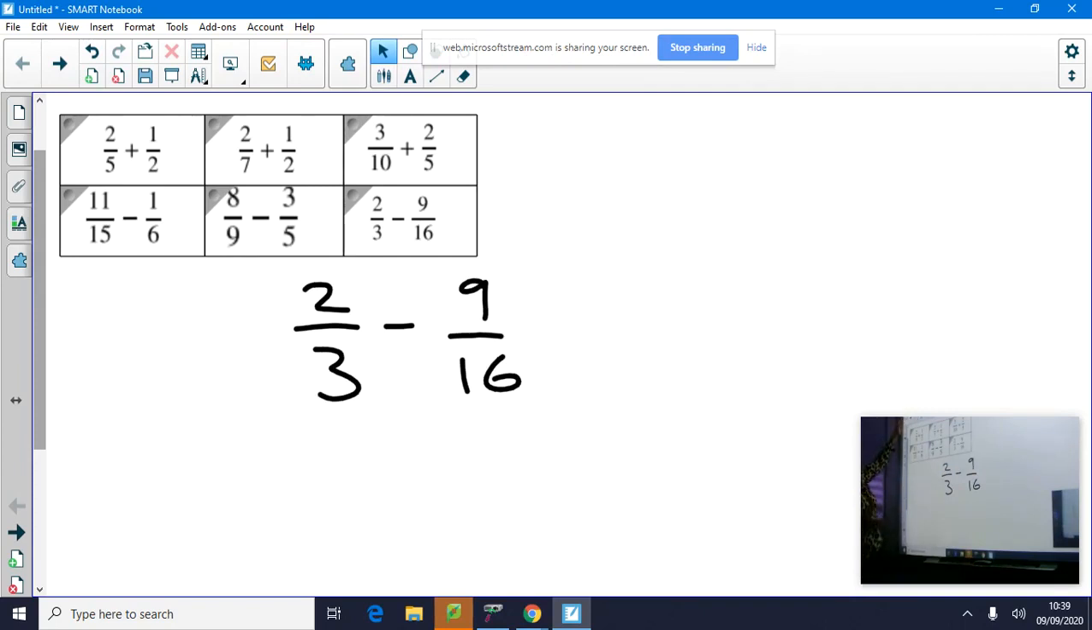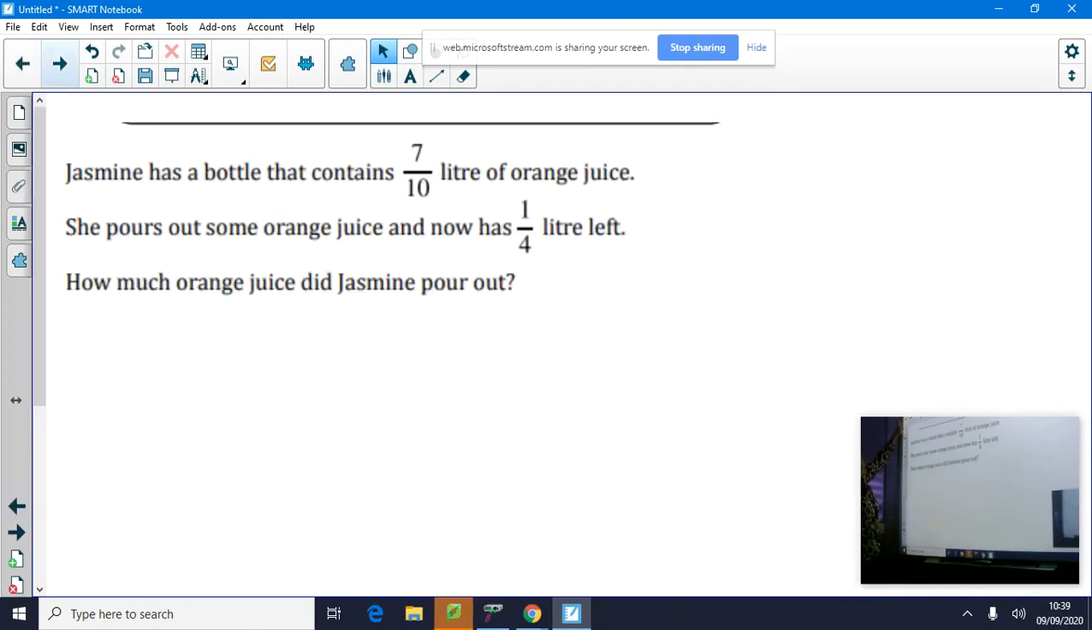Here are your questions. Remember, pause the video, write it out, do your working out, and then answer the questions. Jasmine has a bottle that contains 7/10 litre of orange juice. She pours out some orange juice and now has 1/4 litre left. How much orange juice did Jasmine pour out? You have to decide if that's add or subtract.